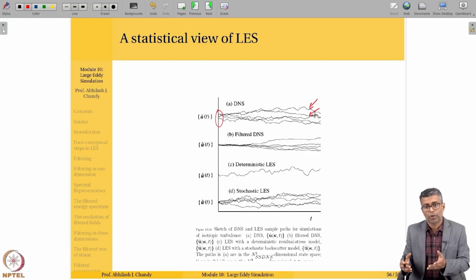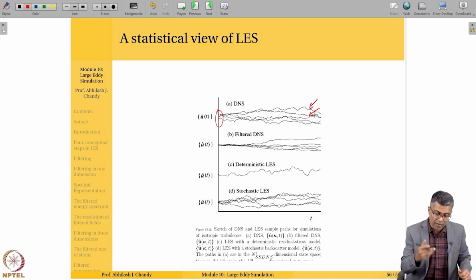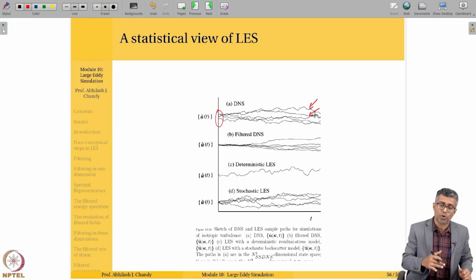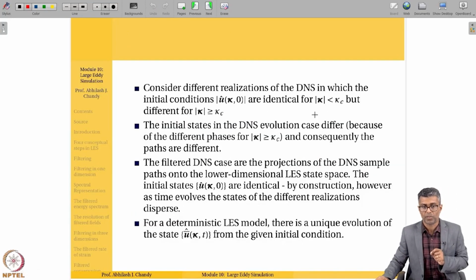Essentially, how many curves are there? About 5 curves. Essentially, you have done the same DNS 5 times. But each time you do it, the initial conditions have random Fourier phases. So because of that, you are getting different initial conditions and you are also proceeding along multiple paths. That is what we are trying to say.